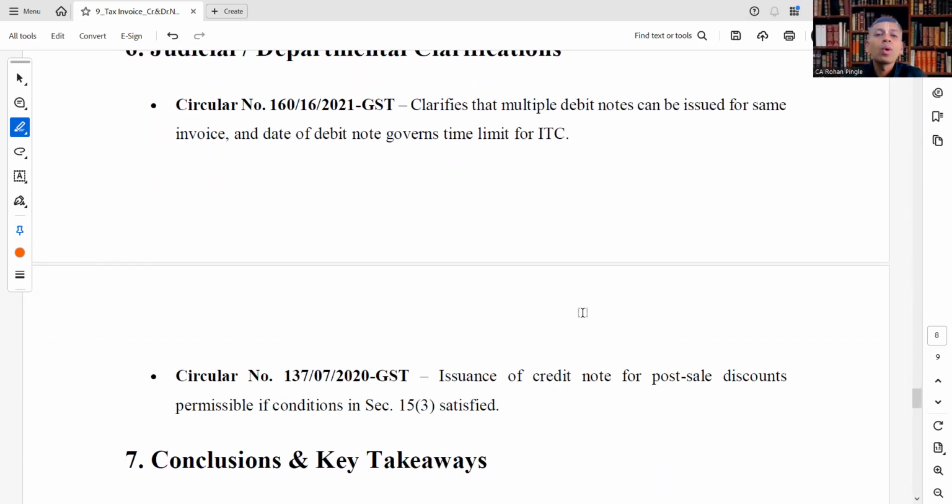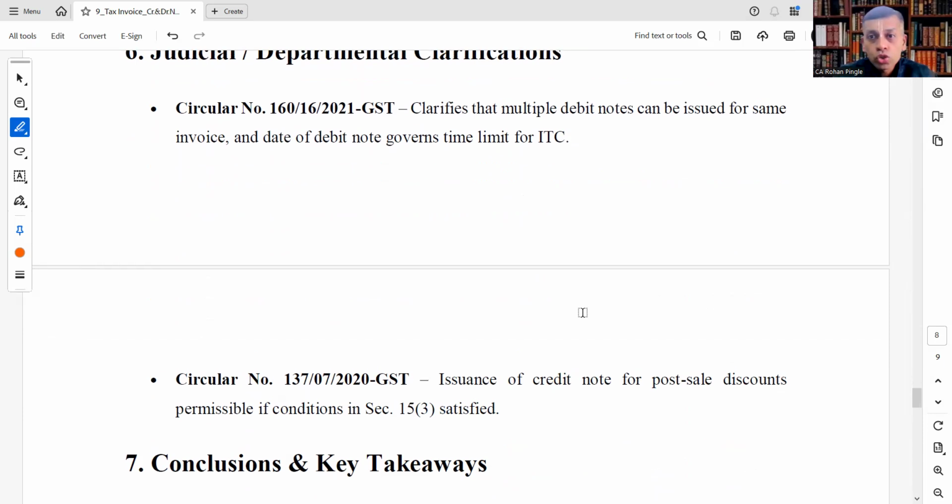Let's see judicial and departmental clarifications. Circular number 160 of 2021 clarifies that multiple debit notes can be issued for the same invoice, and the date of the debit note governs the time limit for ITC.